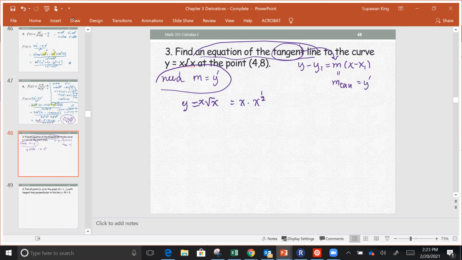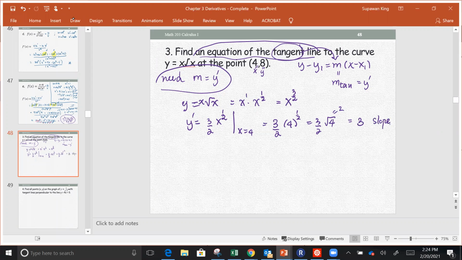This problem can be done without the product rule, as we see the power 1 and power 1/2 of the same base can be combined to be x to the power 3 over 2. Therefore, the y prime is 3 over 2 x to the power 1/2 by applying the power rule. At x equals 4, y equals 8. For x equals 4, the y prime or the m is 3 over 2 times 4 to the power 1/2. The power 1/2 means the square root of 4, that gives you 2. Therefore, the y prime, or the slope, is 3 at the point (4, 8).